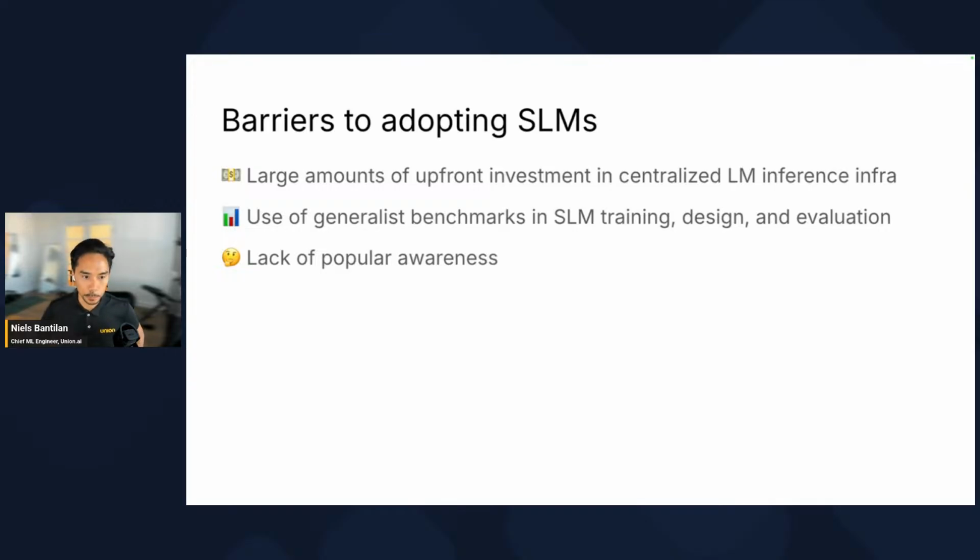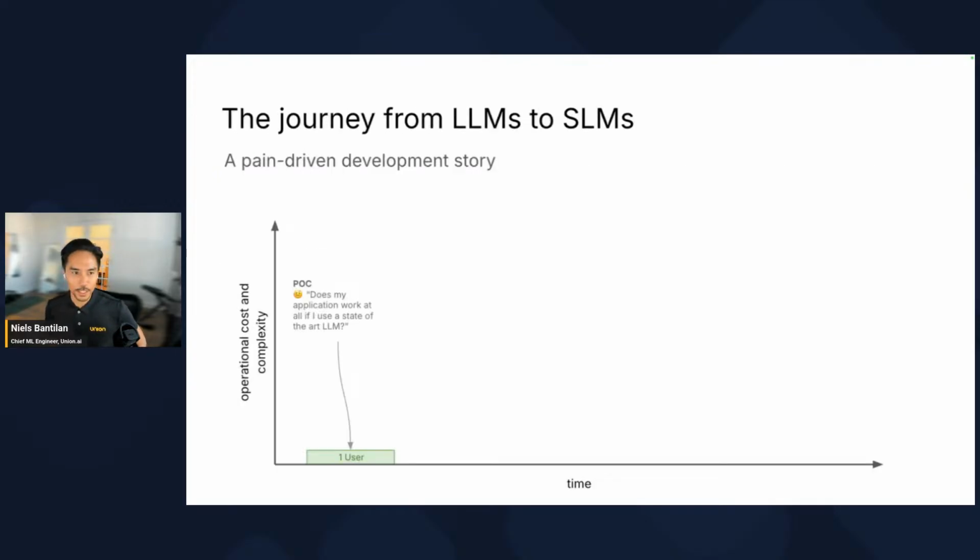So now let's talk through a pain-driven development story where on the x-axis you have time of the software, the agent project that you're building, and on the y-axis the operational cost and complexity of running and maintaining the thing over time. At the beginning, you're generally the first user, right? You're building a proof of concept and asking the question, does my application work at all if I use this state-of-the-art LLM?